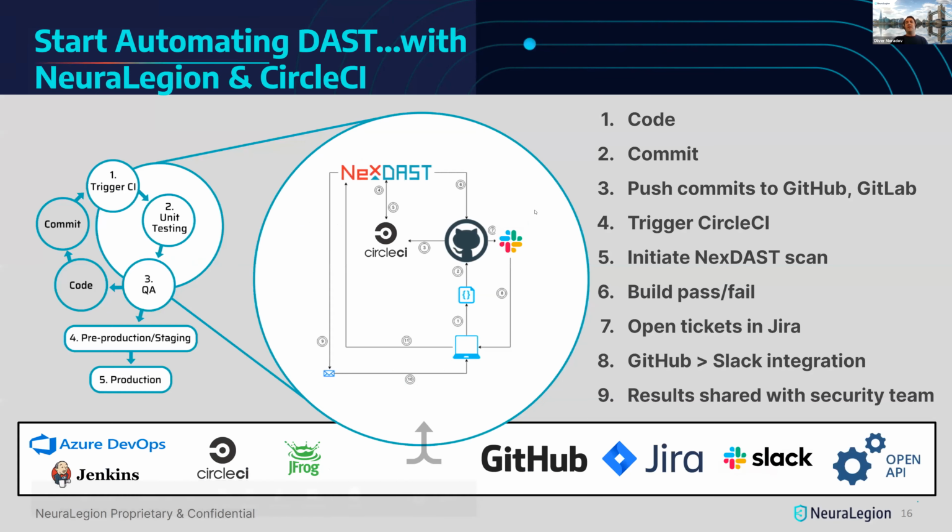But here you can see really how easy it is to integrate and indeed to start automating your dynamic application security tests with NeuraLegion and CircleCI. So in this example, you can see that commits via GitHub can trigger CircleCI. Our next DAST platform will then start to trigger the tests. It will then pass or fail based on the configuration that's been set up.